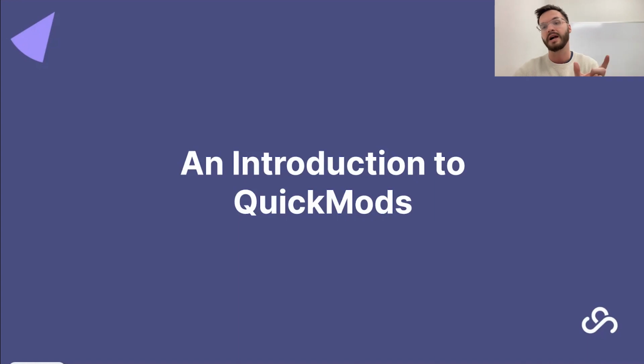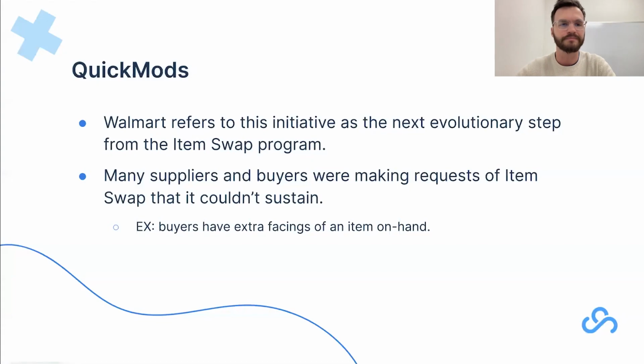My understanding was that item swap and QuickMods could coexist and work in the same way because they are essentially the same thing. Maybe what's happening though is that Walmart is phasing out item swap, or at least the language of item swap, and replacing that with QuickMods. So again, if you've heard anything about that, please let us know. We're as curious as you are, but let's get into QuickMods proper.